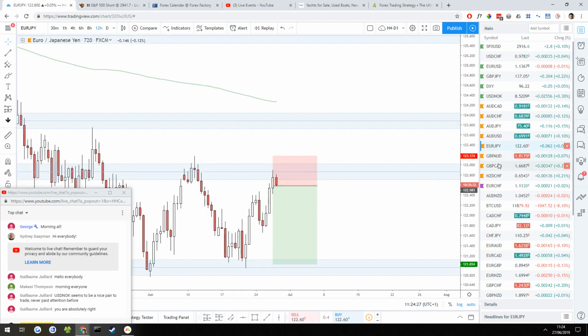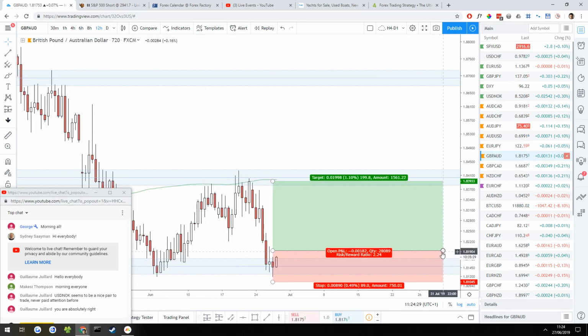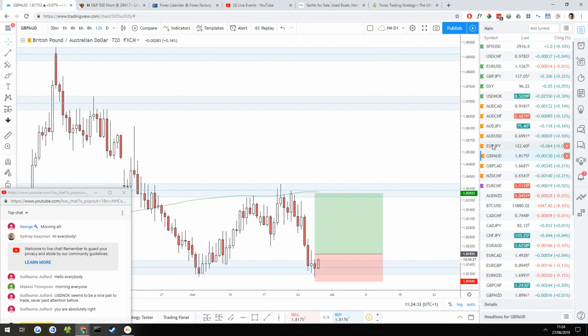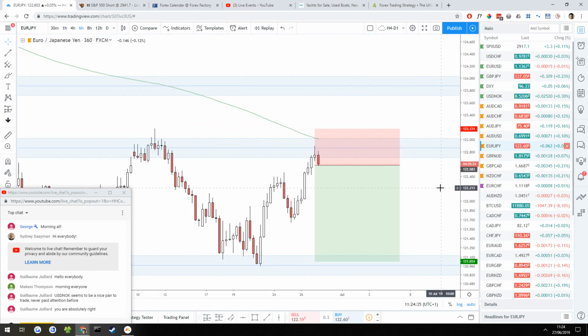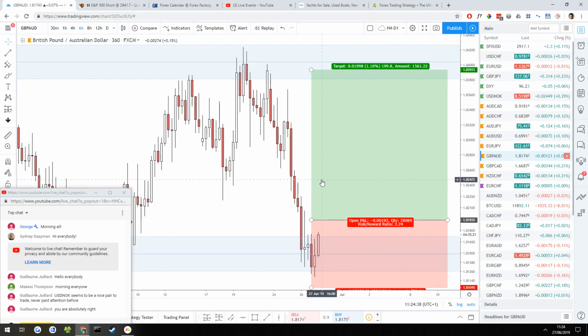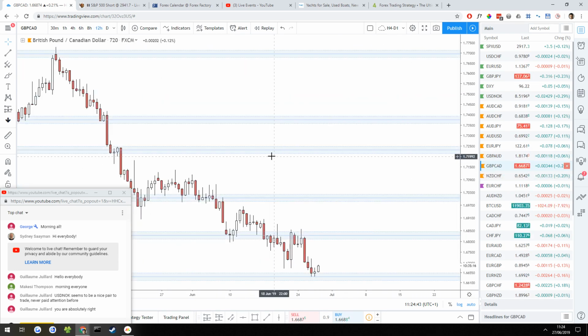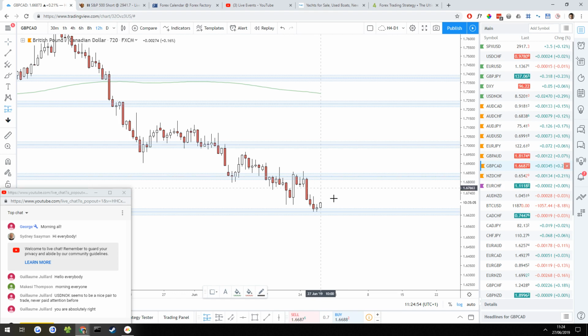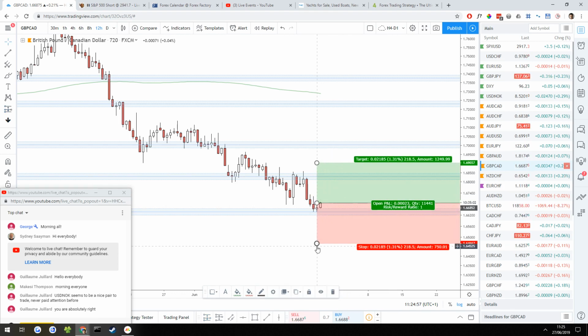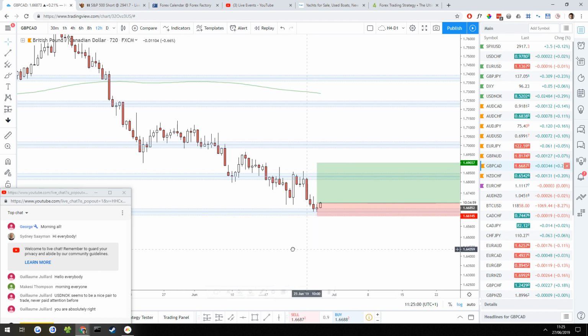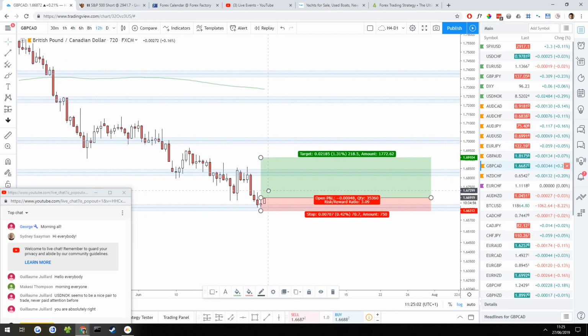GBPAUD and Euro JPY are both potentials, both very, very close to triggering. In fact, Euro JPY has pretty much triggered on the 6 hour. GBPAUD is getting close to triggering on the 12 hour. But again, guys, do be careful. Because you are potentially trading through this G20 summit if you take these trades right now. The likelihood of you trading through G20 is extremely high because it's doubtful that these trades will wrap up before the G20.